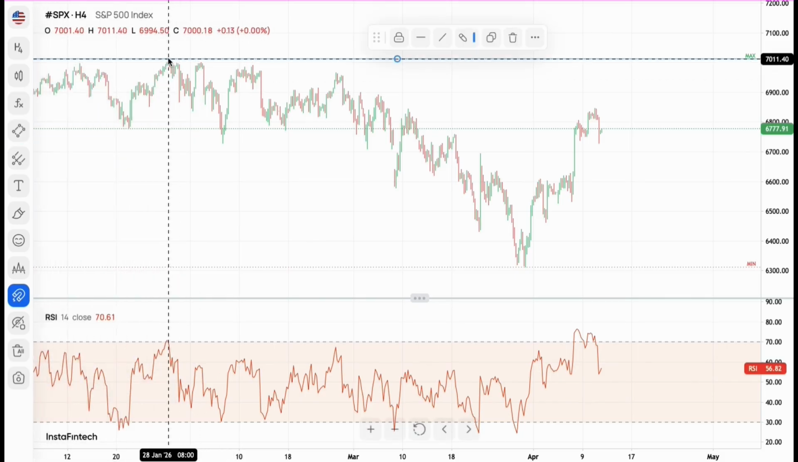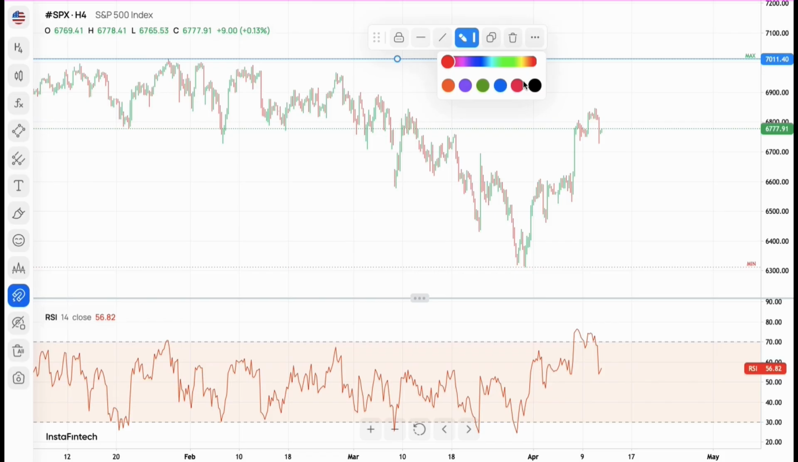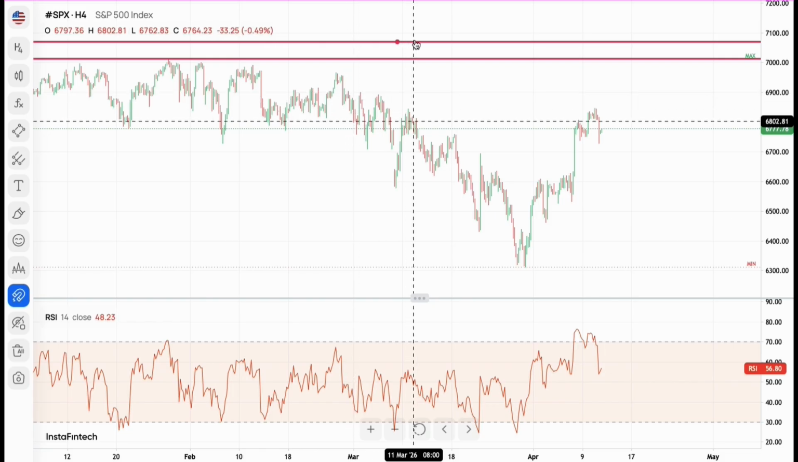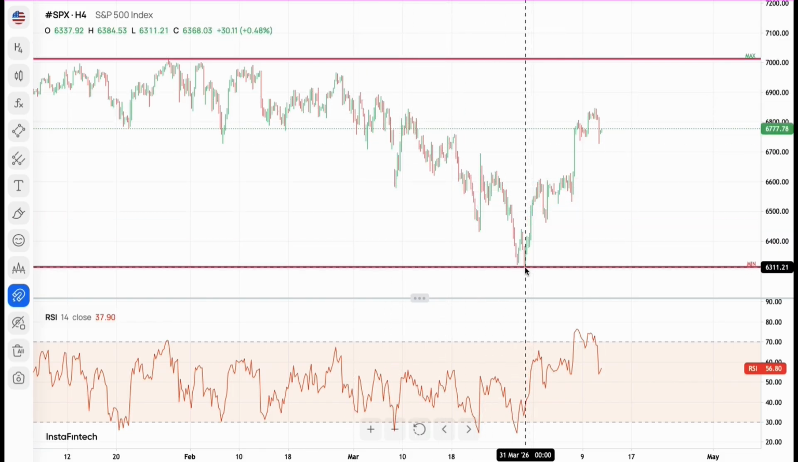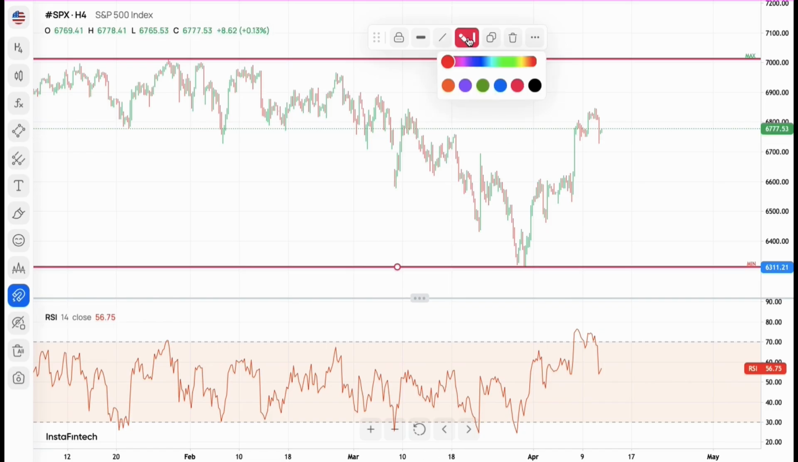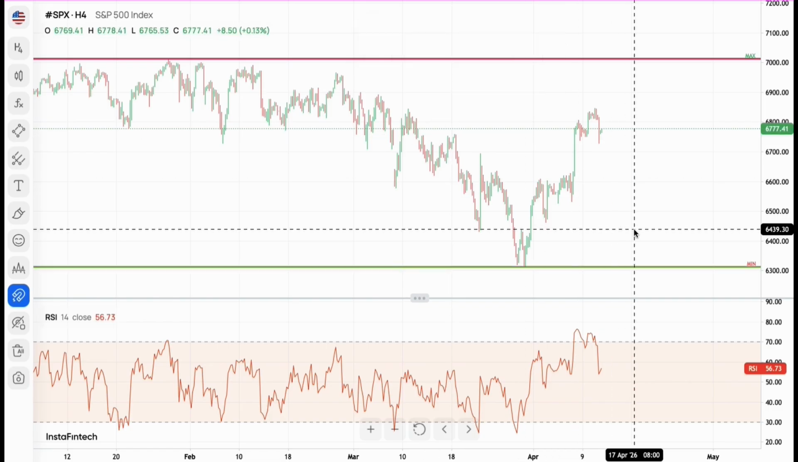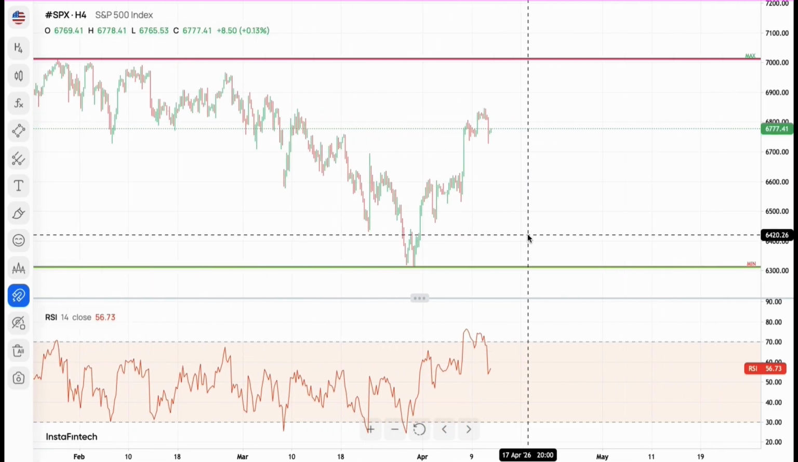S&P 500, swing high 7,011. So that's the technical resistance, obviously. There you go, and the technical support. If we could just move this one here, technical support will be located here. Remember this 6,311. Let's make it green. Okay, so this is our range.